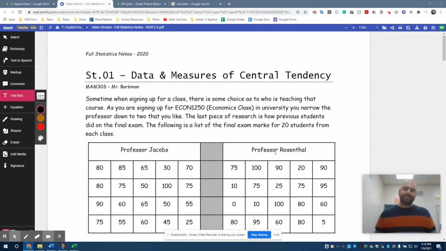We're going to be taking a look at statistics here, and this is the first lesson of our new unit. This lesson is going to deal mainly with data, what kind of data we have, as well as how we can base it on measures of central tendency. Central tendency really is just a big term for normal.